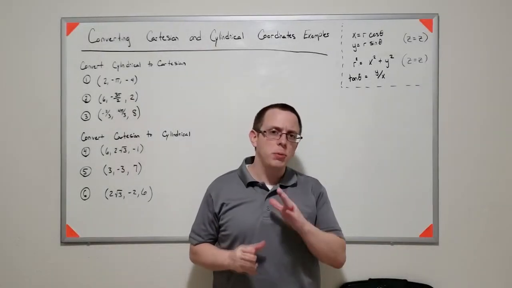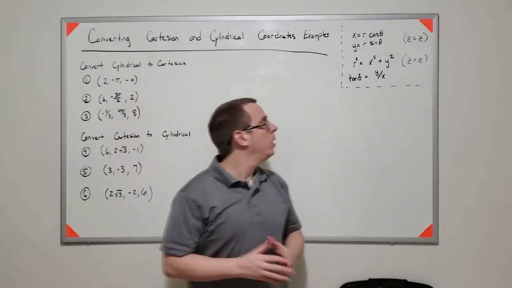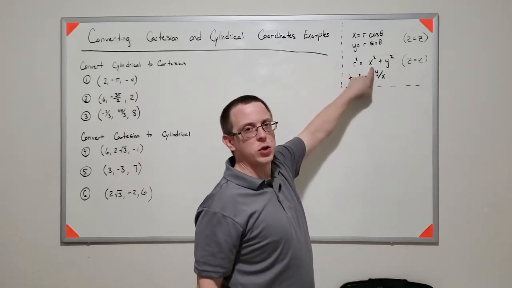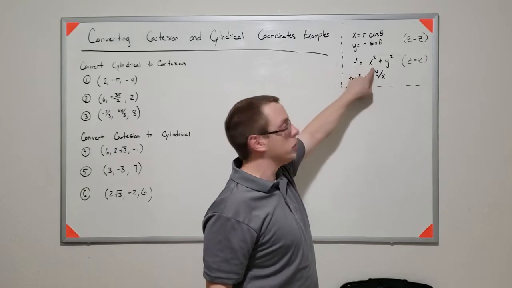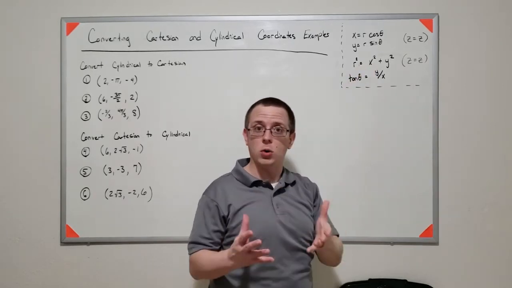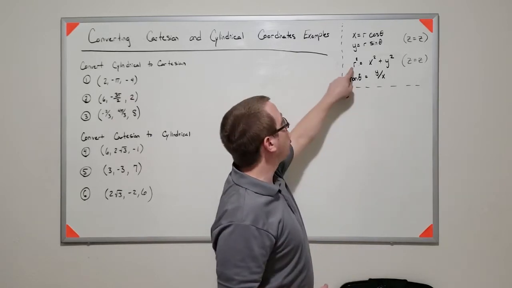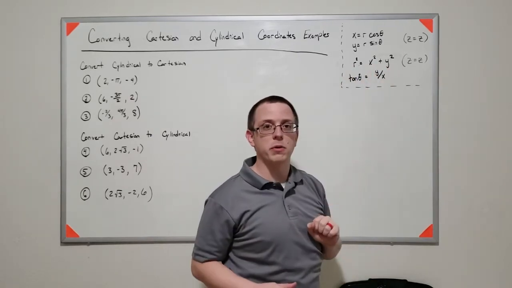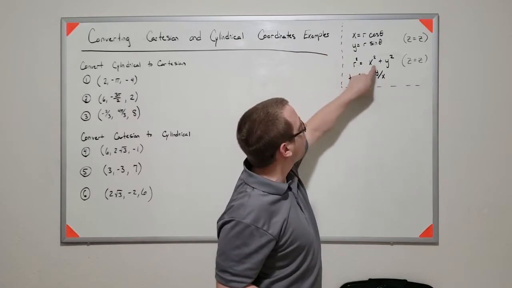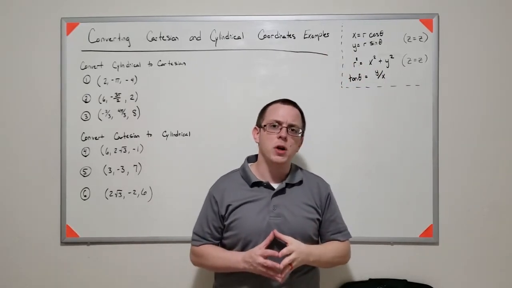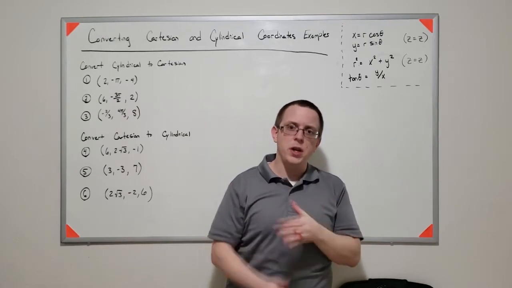Before we begin, I'd like to point out an error in the previous video. I had written this as r is the square root of x squared plus y squared, or r squared is the square root of x squared plus y squared. That's incorrect. The appropriate equation is that r squared is equal to the sum of those squares. You could think of r as being the square root of them, but that can be problematic. So in the previous video, that was incorrect.